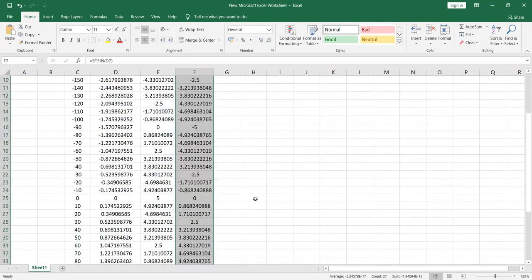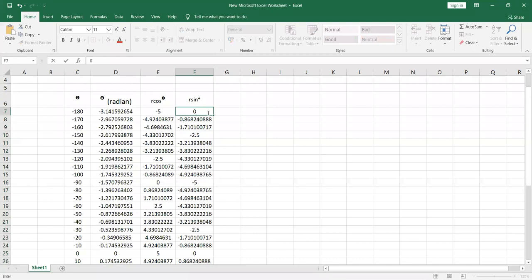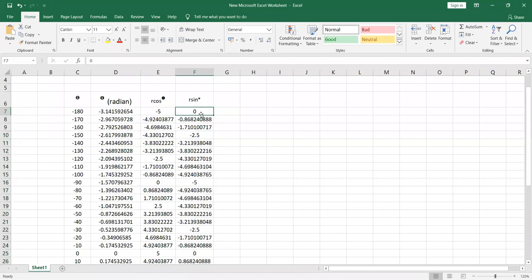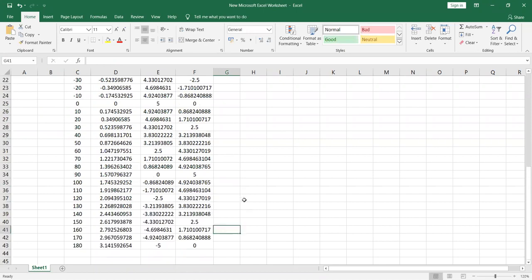Again go to that dot and drag the column like this. Okay, and check. You know the value of sine 90 is 1. In this case, sine minus 90 is minus 1. So minus 1 into 5 will be minus 5. We know that sine 180 is 0. In this case, the value is very small, showing near 0. It is not exactly 0, but we have to keep that value as 0. So sine 180 is 0. Again, sine plus 180 is also 0, like this.